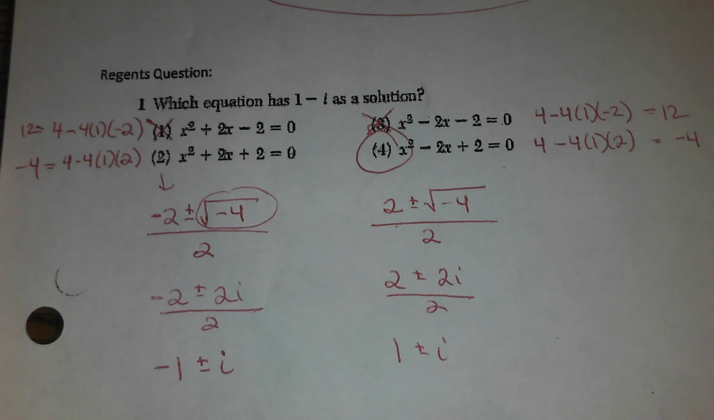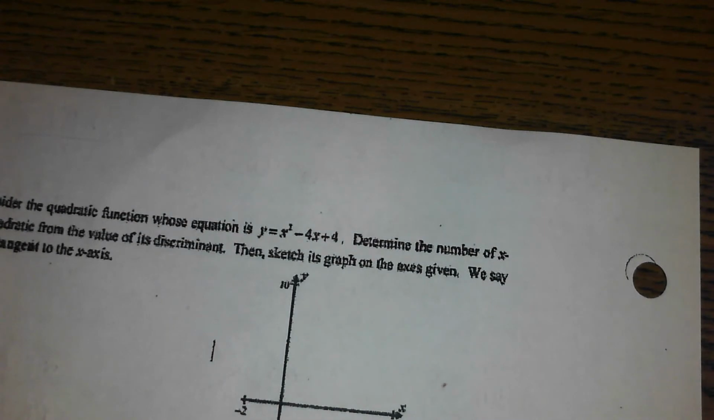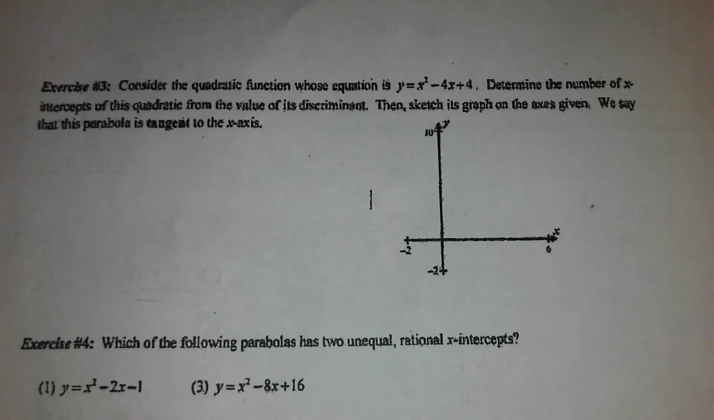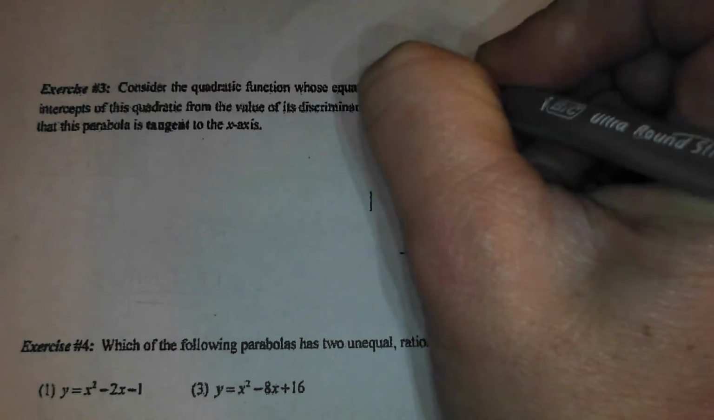So that particular one, the discriminant helps quicken the process. It really isn't fully necessary though, right? You could avoid it just by doing the solutions for all of them. But there are some that are unavoidable, so hang with me here. In number 3, they say, consider this quadratic.